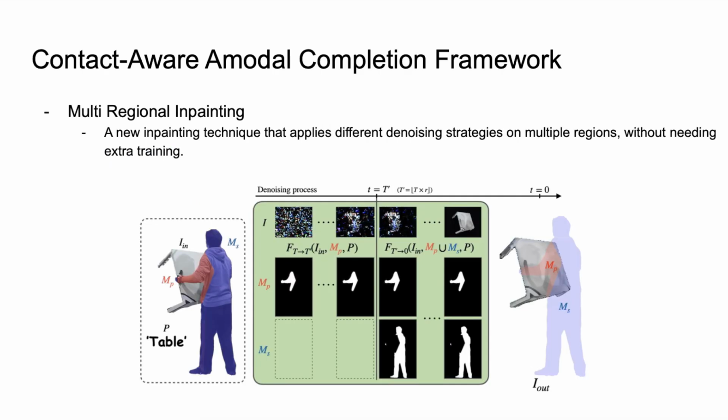Once we have these regions, we perform multi-regional inpainting. This is our new inpainting technique that applies different denoising strategies to the different regions we identified, without needing any extra training. As shown in the diagram, this process takes the input image, our primary mask, our secondary mask, and a text prompt, and intelligently fills in the missing areas.